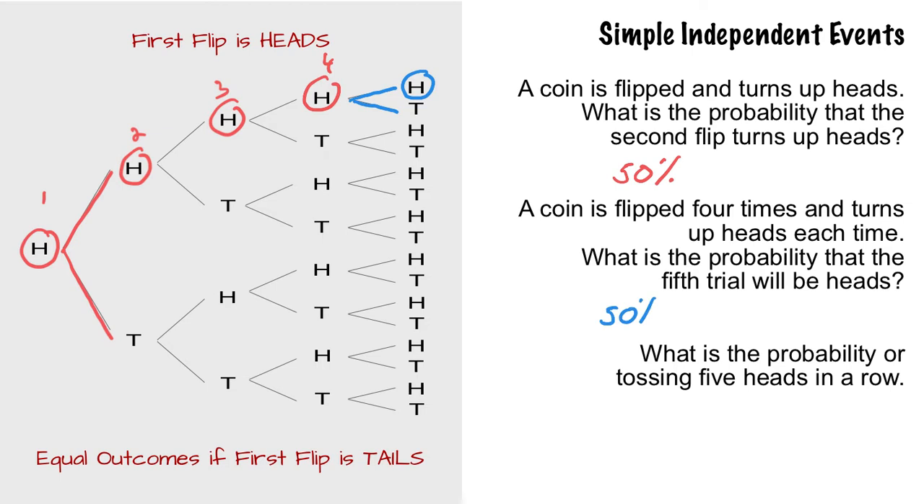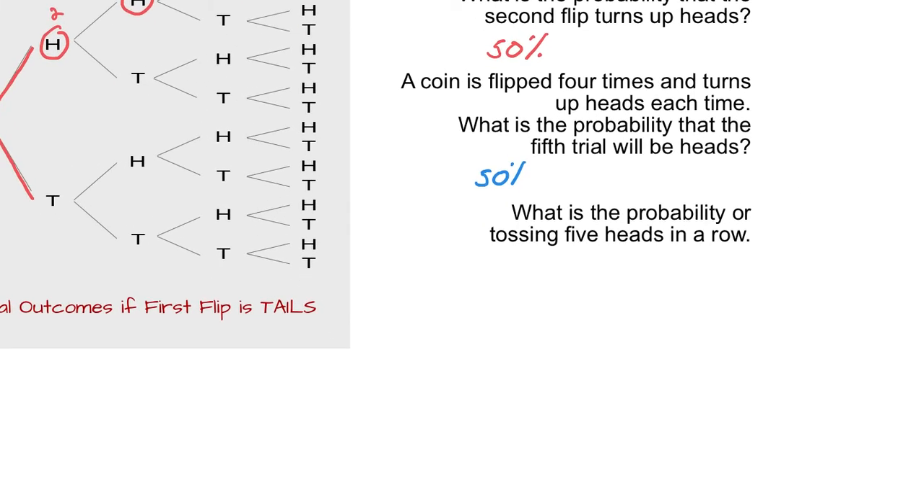What is the probability of tossing heads 5 times in a row? Well, each one of those probabilities is 50%, or 1 over 2. And so it's 5 trials. So to the exponent of 5, which is 1 over 32, which is 0.03125 as a probability.